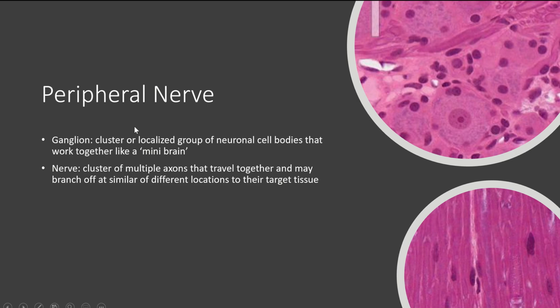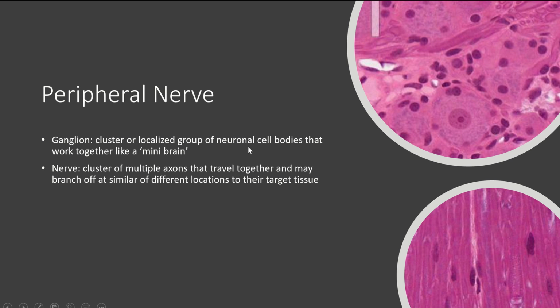Okay, so in peripheral nerve, we have two terms used. The first one is going to be ganglion, and a ganglion basically means a cluster of neuronal cell bodies, right? So it's where you've got a bunch of those cell bodies of neurons all together in a big cluster. So here is a cell body here. You can kind of see parts of others. It's just not a very good cross section, but there's a big cell body there.